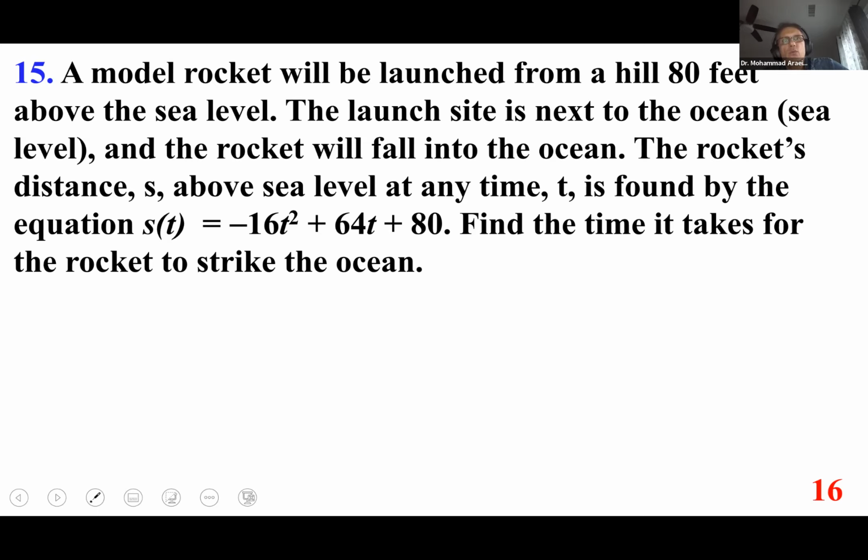A model rocket will be launched from a hill 80 feet above the sea level. The launch site is next to the ocean, and the rocket will fall into the ocean. The rocket's distance S above the sea level is given as such. We want to find the time it takes for the rocket to strike the ocean.